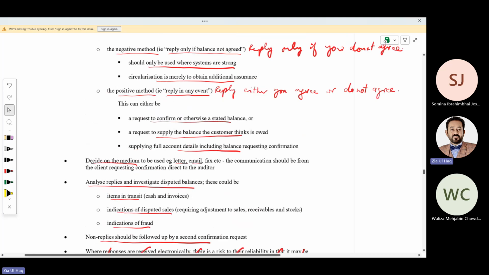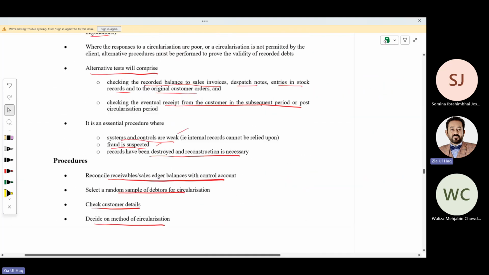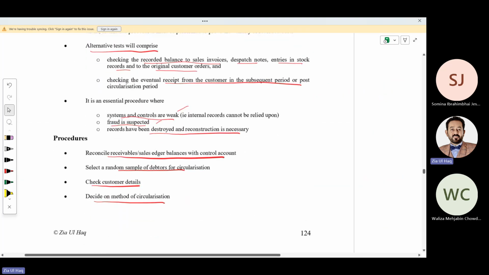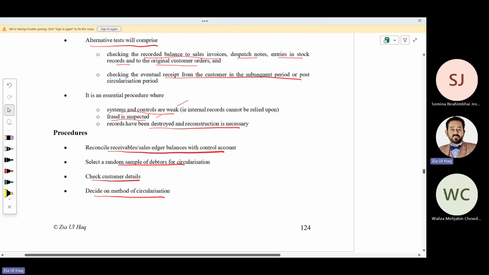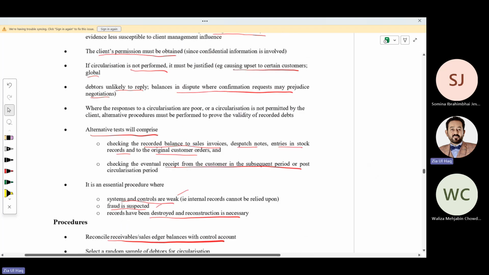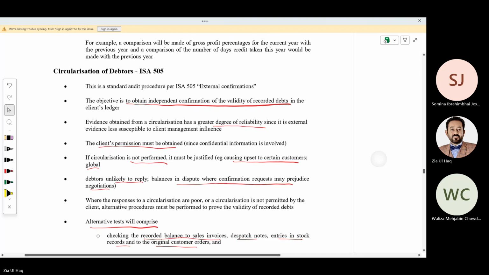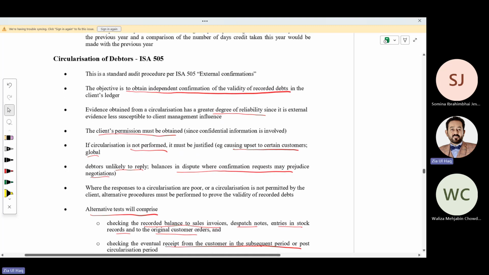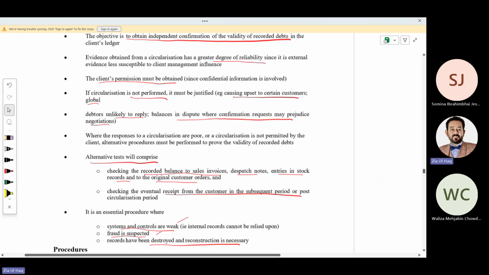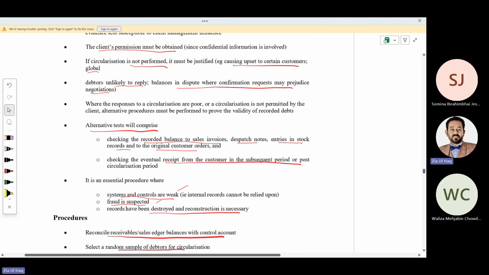So the examiner could ask what is the process of circularization, what is the difference between the positive and negative methods of circularization, why we need to perform circularization, and why we are unable to perform circularization. If we are unable to perform circularization, how can we verify, I mean, what are the alternative procedures to verify a receivable?